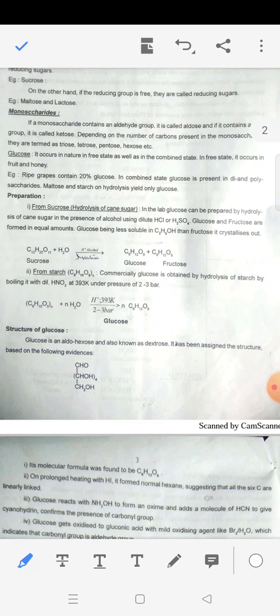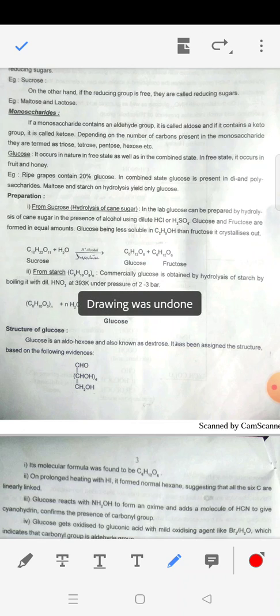Now, glucose and fructose are formed in equal amounts. Glucose, being less soluble in ethanol, crystallizes out. So that is the purpose of using alcohol as the solvent. When sucrose is hydrolyzed, you get equal amounts of glucose and fructose. Both have the same general formula, C6H12O6, but you cannot write two molecules of C6H12O6 because the compounds are different.